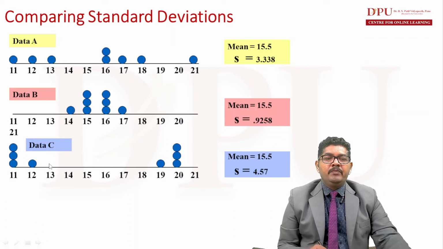Again look at data set C. Here 11 appears 3 times, 12 appears only once, 19 appears once and 20 appears 3 times. Mean is again 15.5 and the standard deviation is 4.57. So what we learn from this is that even if the arithmetic mean is equal for the three data sets, the standard deviation is different. When the spread of the data is not so high, the standard deviation value will be lower, and where the spread is very high, like in case of data A and data C, the standard deviation is higher.